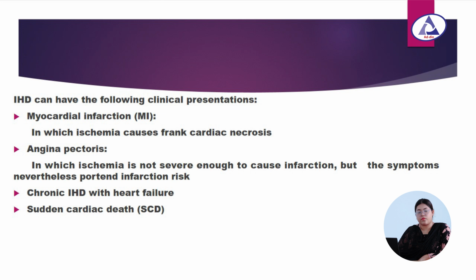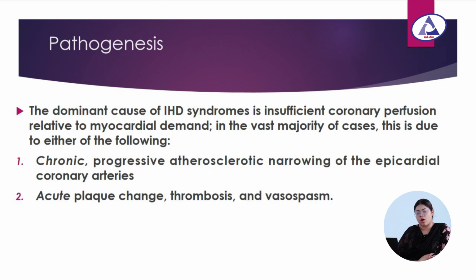Ischemic heart disease can have the following clinical presentations: myocardial infarction, angina pectoris, chronic ischemic heart disease with heart failure, and sudden cardiac death. Now, the pathogenesis of ischemic heart disease. The dominant cause of ischemic heart disease syndromes is insufficient coronary perfusion relative to myocardial demand. In the vast majority of cases, this is due to either of the following: 1. Chronic progressive atherosclerotic narrowing of epicardial coronary arteries, and 2. Acute plaque changes, thrombosis, and vasospasm.